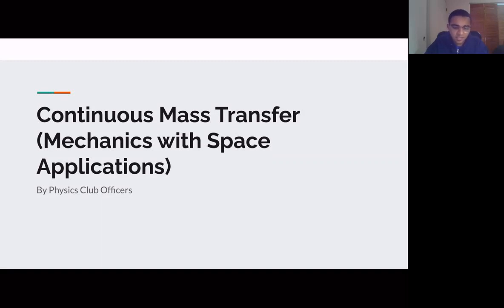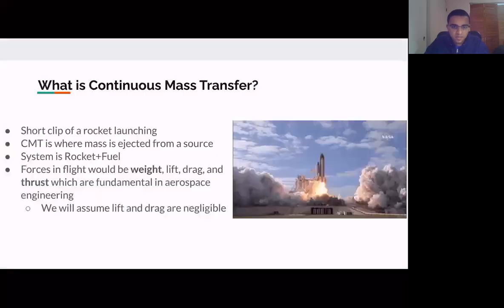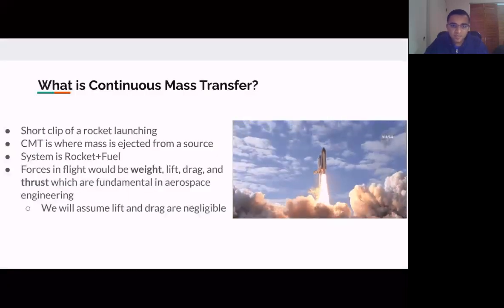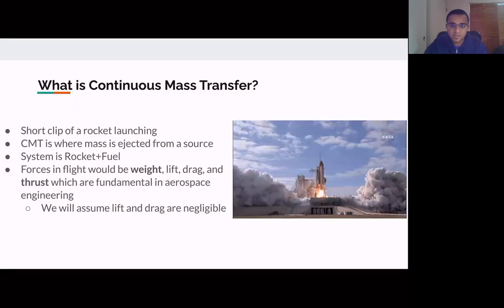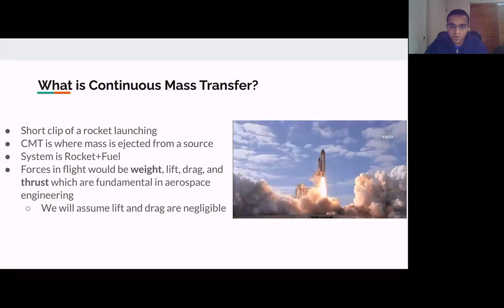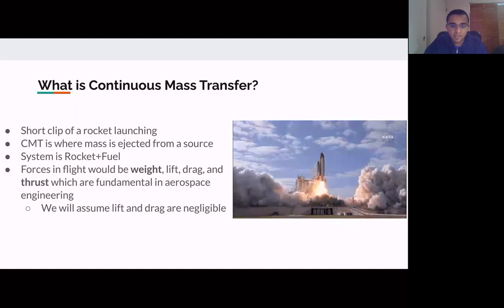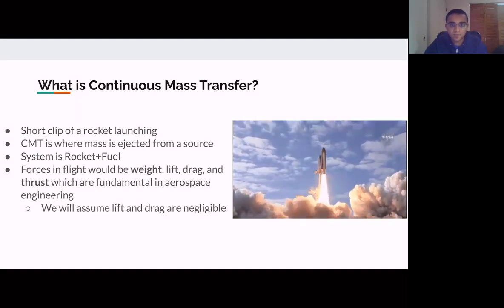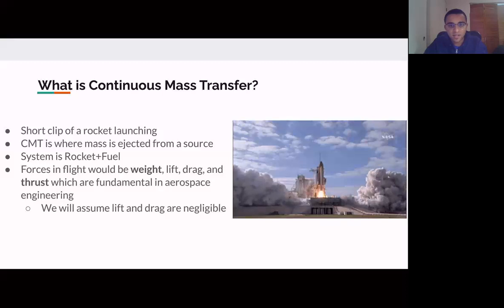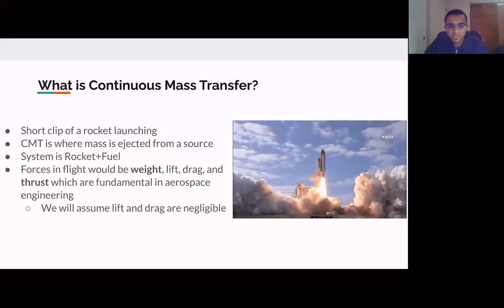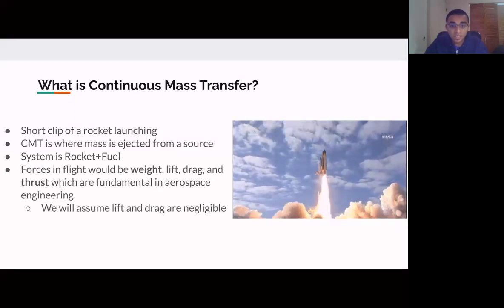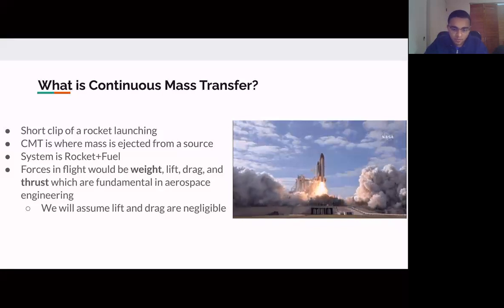Today we're discussing continuous mass transfer in our lesson of mechanics with space applications. So what is CMT? It's where mass is being ejected from a source, right? So you can see on the right, you have this rocket which is ejecting fuel. And so that's what causes the force of thrust. That creates force of thrust, which counteracts the force of gravity or force of weight. Two of the other forces in flight are lift and drag, which are negligible. We will talk a little bit about them later.